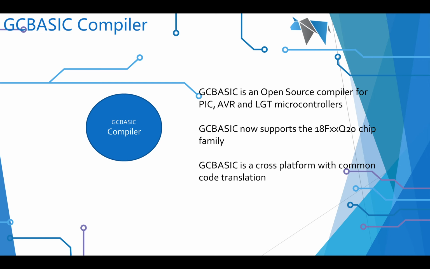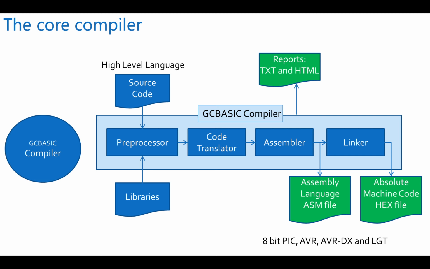GCBASIC is an open source compiler for PIC, and it works really well. If you want to get started into microcontrollers, this is a good chip to start with. I've shown this diagram several times. The core compiler does it all for you.